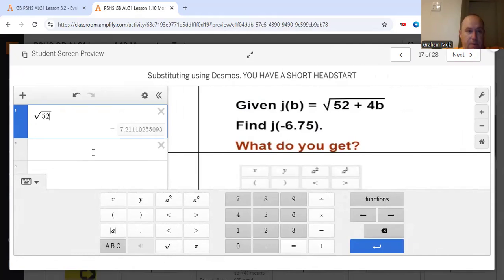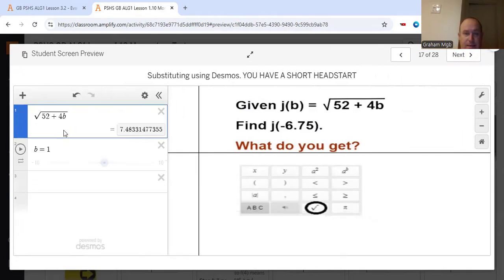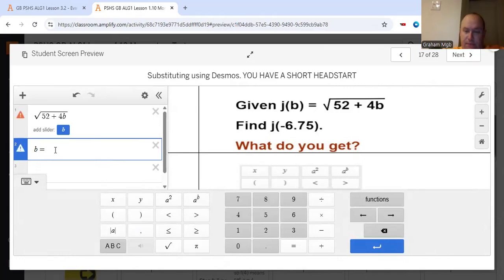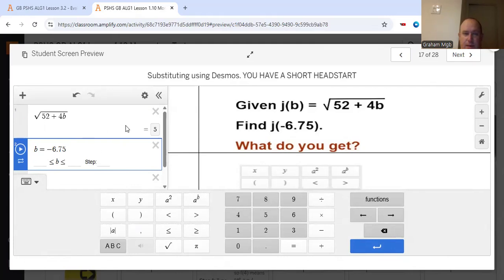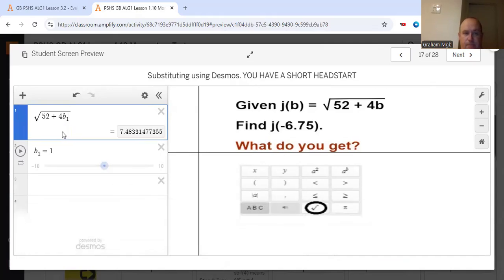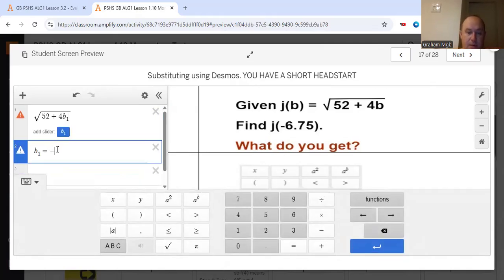And then I'm going to type in the question, 52 plus 4b. Now notice for this one, it did not draw a picture, and it's going to allow me just to click this slider right here. And it says -6.75. Now I can't do that with a slider anyway, so I might as well just type it in, and you can see that I got 5. There is nothing wrong if you want to put B1 as well and do the same thing, and hopefully we'll see that same answer again.